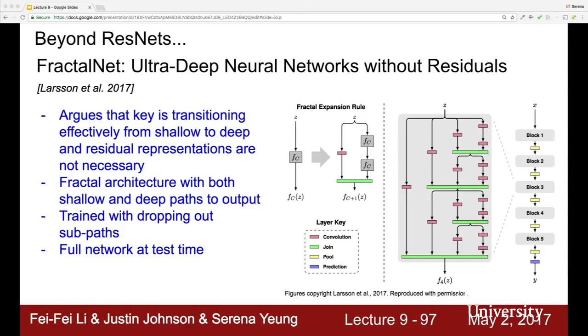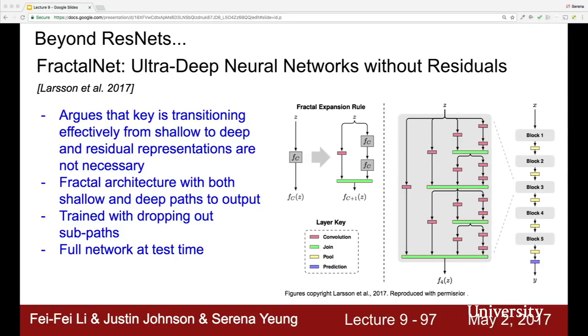So this goes back to what we were talking about earlier. What's the motivation of residual networks? It seems to make sense, and there's good reasons for why this should help. But in this paper, they're saying that, well, here's a different architecture that we're introducing. There's no residual representations. We think that the key is more about transitioning effectively from shallow to deep networks.